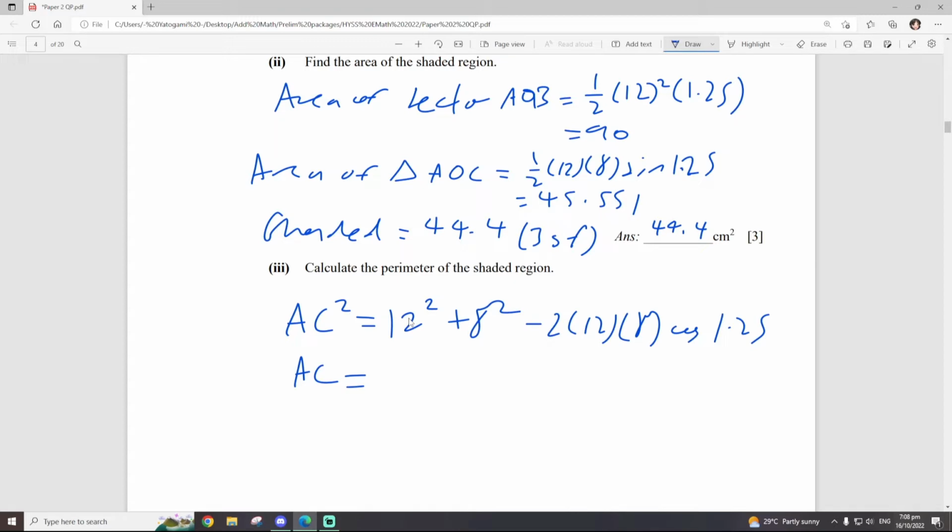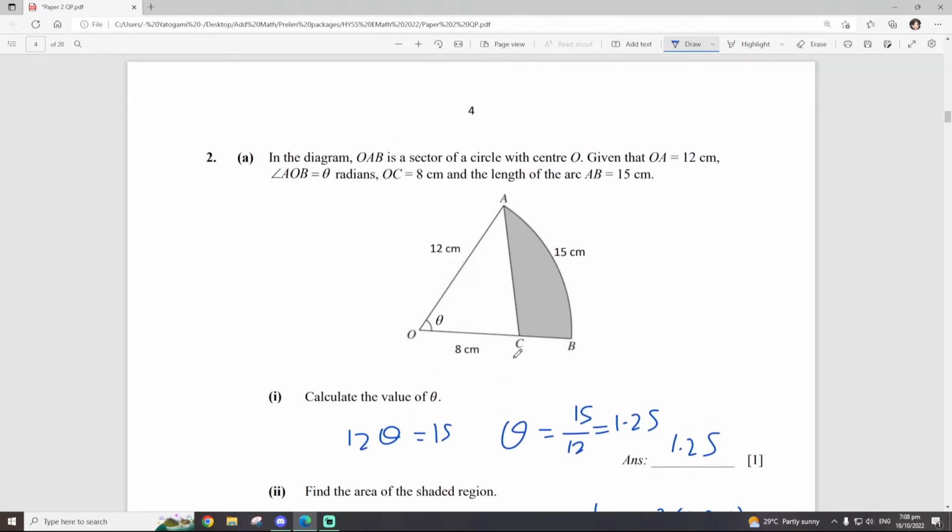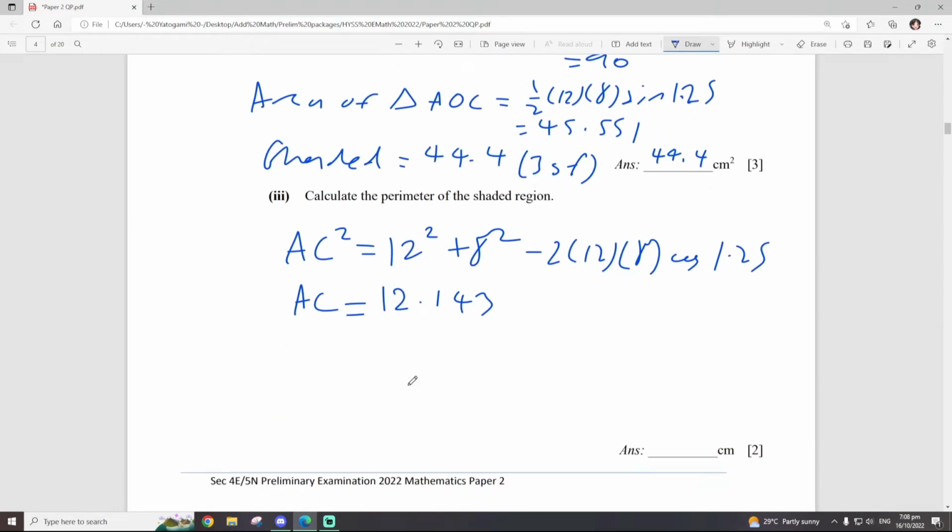So you'll get AC is actually 12.143 to 5SF, and then the perimeter will be, this is 4, this is 15, so 31.1.